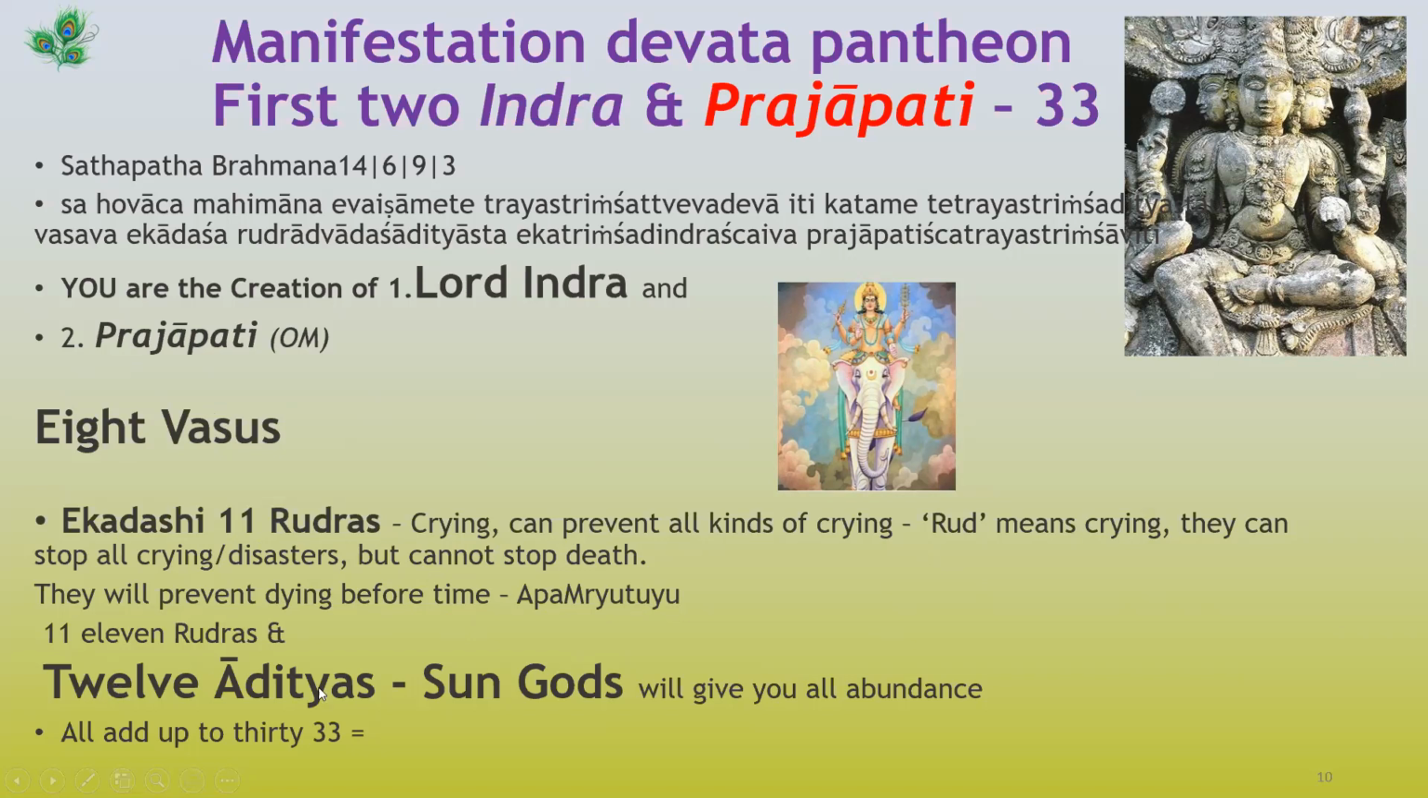And then we have the 12 Adityas, who are nothing but the 12 sun gods. They are the givers of all the abundance. It's everything, including the wealth of knowledge, wealth about each sign, where your sun sign is. The giver of that is the Adityas. And all of this number adds up to 33.